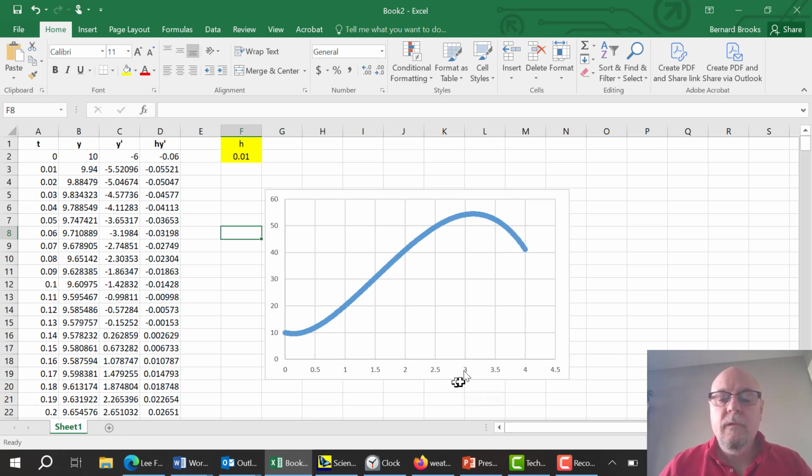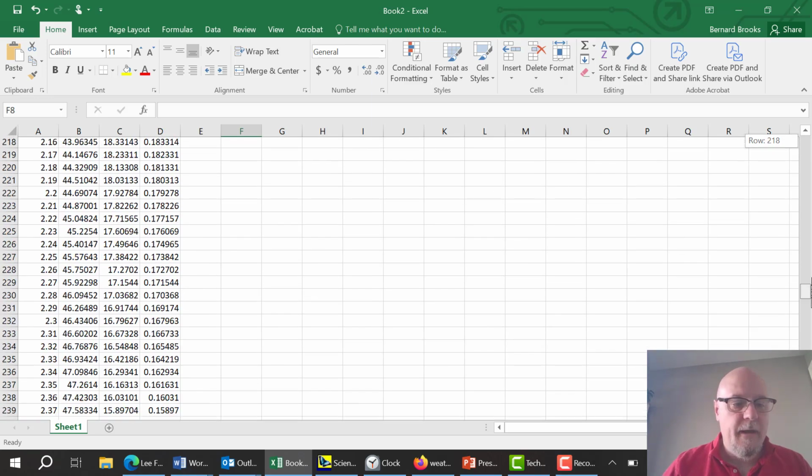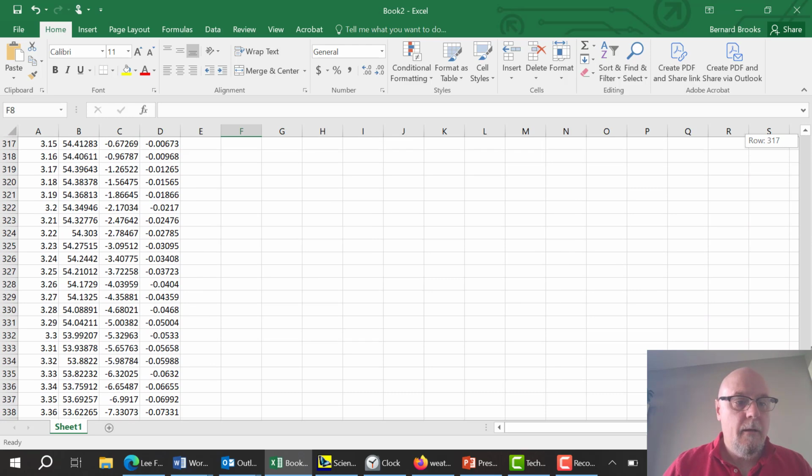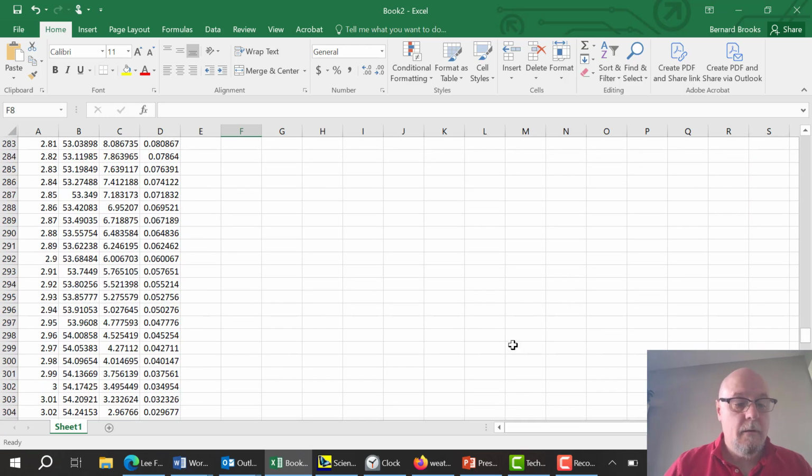How many kilograms of salt are in the tank at time 3? I can see that it peaks here, but I want to know what it is at 3. So let's just go all the way down and find 3. There. This is what I'm looking for. When t equals 3, there's approximately 54.17 kilograms of salt in the tank.